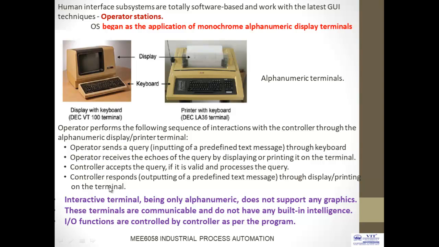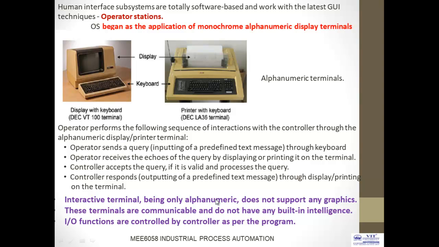So these are the operations performed by the operator in the alphanumeric terminals. That's a limited process. Next, interactive terminals being only alphanumeric do not support any graphics. Since we have said graphical user interface, here we do not have any graphical user interface systems. We have to raise the query, and depending upon the query, the controller processes it and gives the valuable output in the display. We can view it, take a printout, find it in the display, but it is not possible to monitor it or edit it as in intelligent systems.